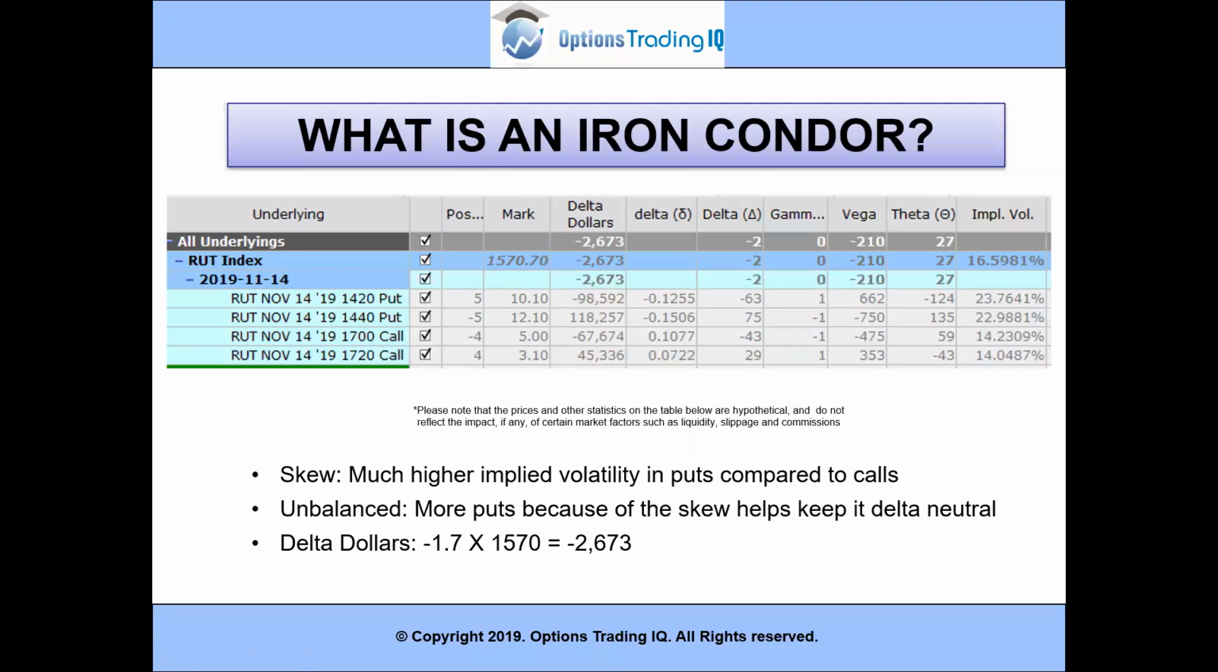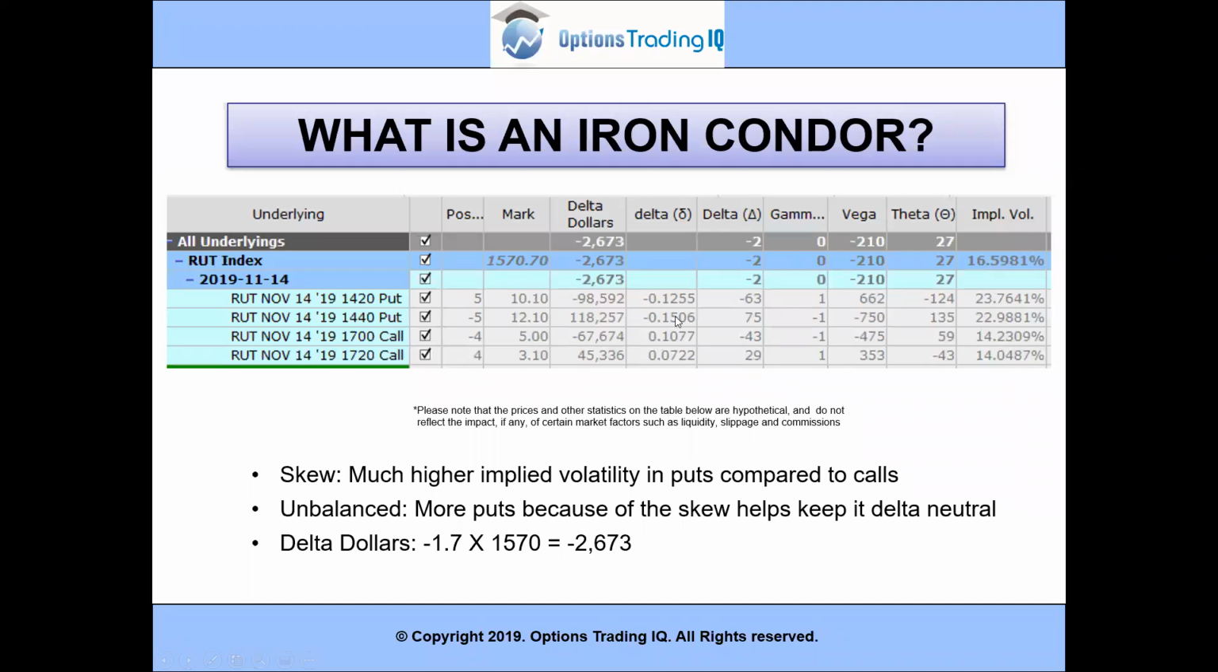All right, so what is an iron condor? Well, here you can see a sort of sample setup. We're selling put spreads below the market. We're selling call spreads above the market. This is a pretty typical setup for me. I'll be looking at around 15 delta on the puts. You can see that the 1440 puts have a delta of 15. The 1700 calls have a delta of 10.